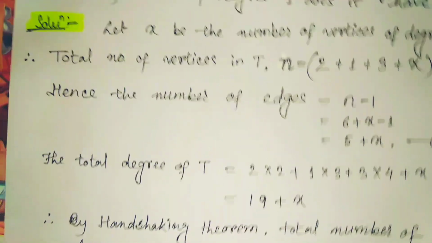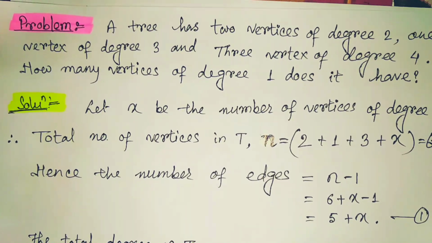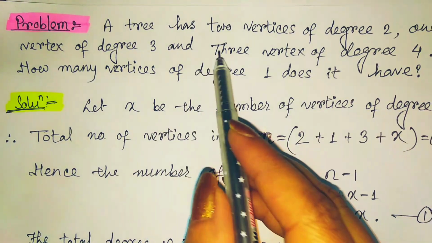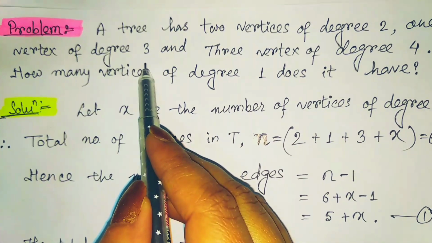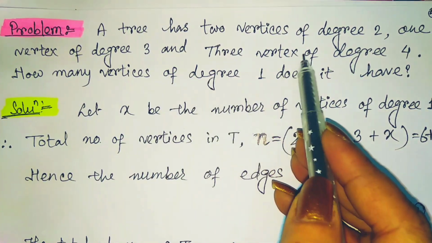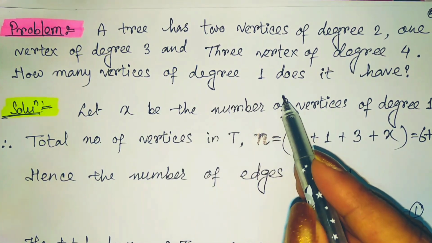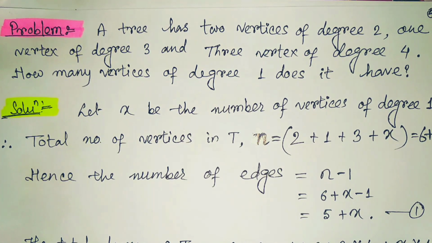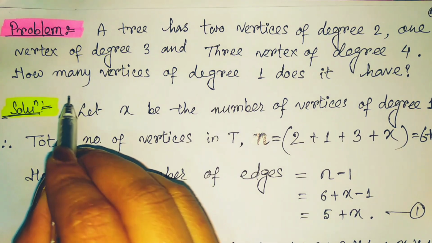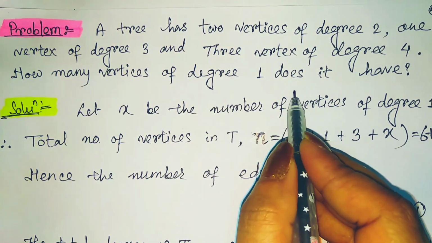Now let us do one problem for the tree. So what is the problem? The problem is: a tree has two vertices of degree 2, one vertex of degree 3 and 3 vertices of degree 4. Now how many vertices of degree 1 does it have? So how to solve this one? What is our requirement? Our requirement is to find how many vertices of degree 1 the tree has.